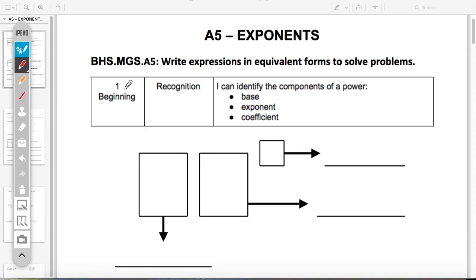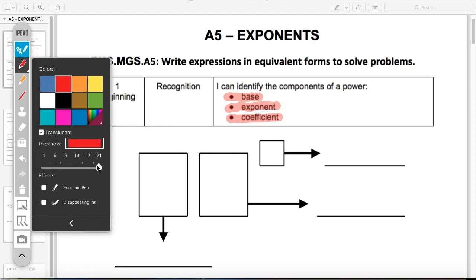Okay, so let's take a look at our Level 1 learning targets. I can identify the components of a power. So there are three basic parts. We have the base, the exponent, and the coefficient. Okay, so let's take a look at an example.